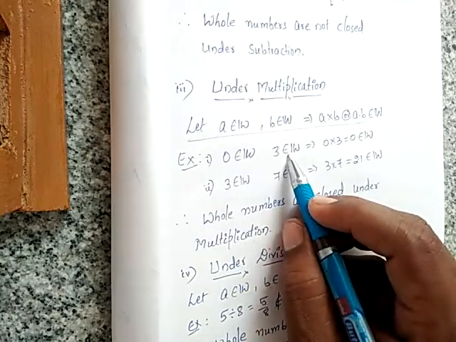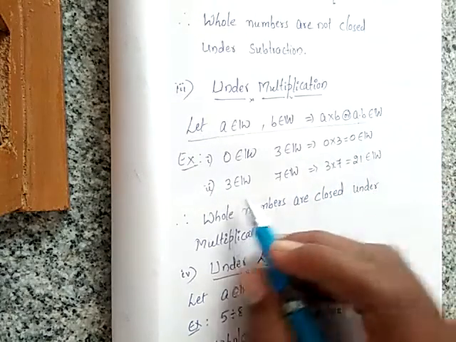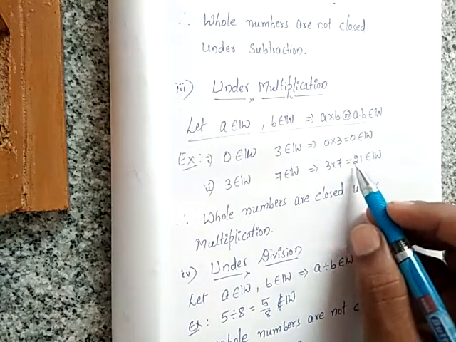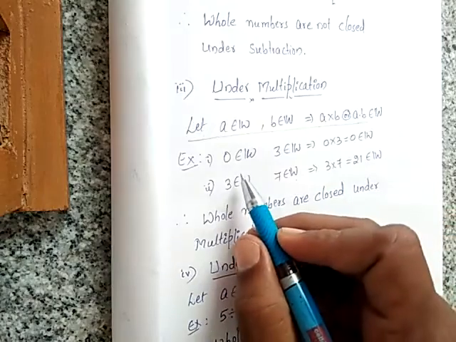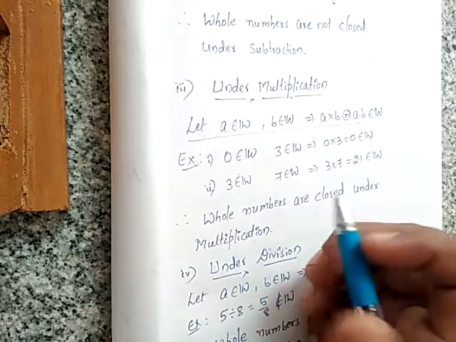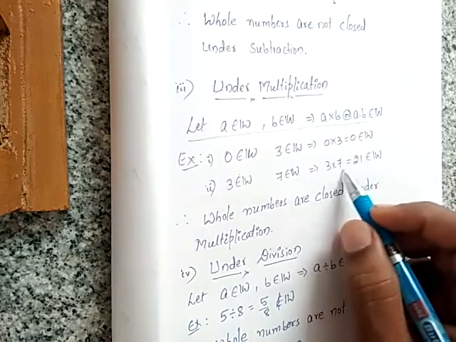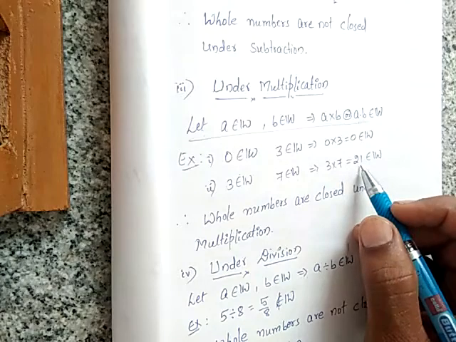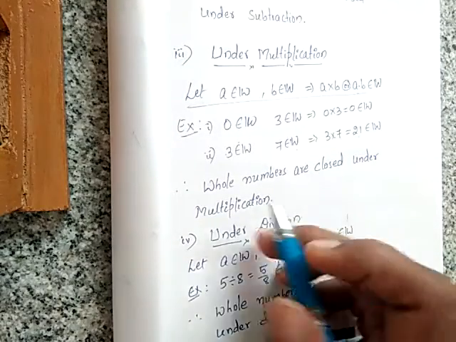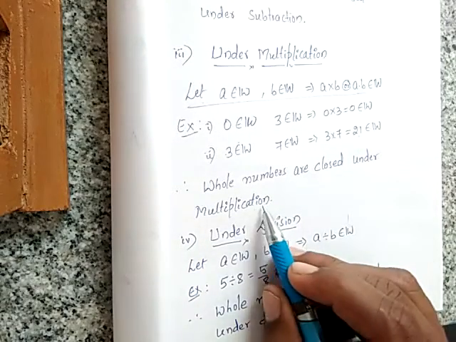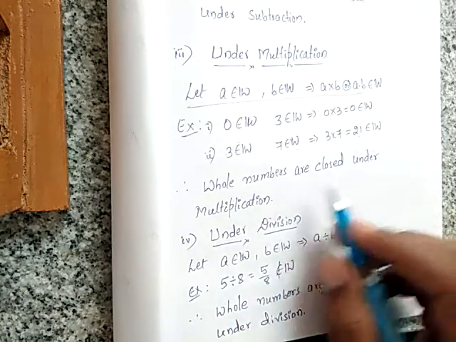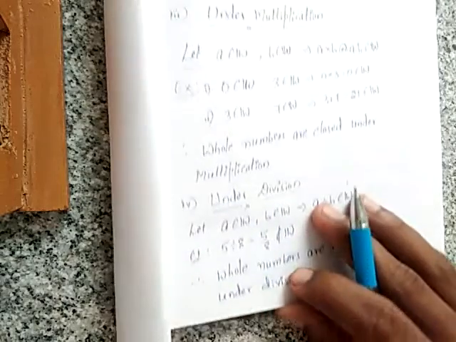0 belongs to W, 3 belongs to W. 0 into 3 is 0, again 0 belongs to W. 3 belongs to W, 7 belongs to whole number, 3 into 7 is 21, 21 again belongs to whole number. Okay, so now you can consider any 2 whole numbers, and if you multiply, whatever number you get, like this 3 and 7 you multiplied here, 21. So consider any 2 whole numbers, if you multiply, that number will always belong to what? Whole number. That's why we are going to conclude here whole numbers are closed under multiplication.